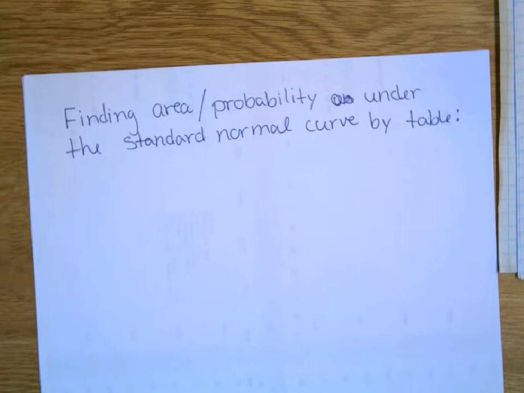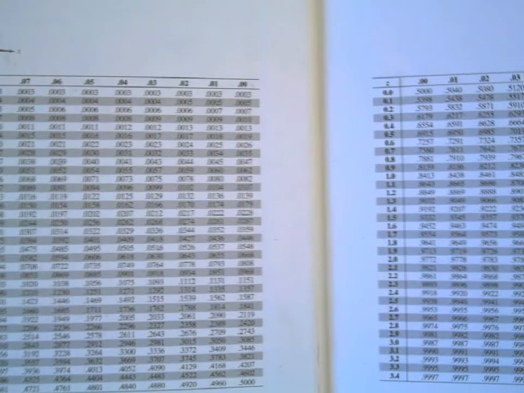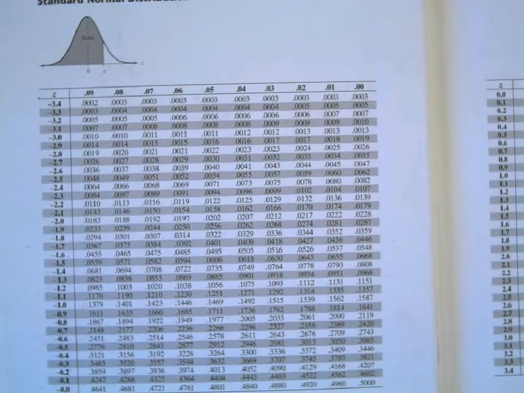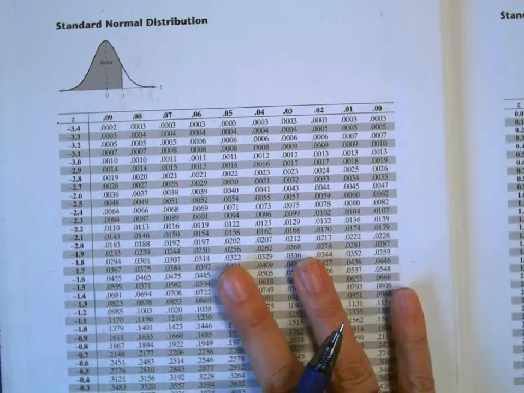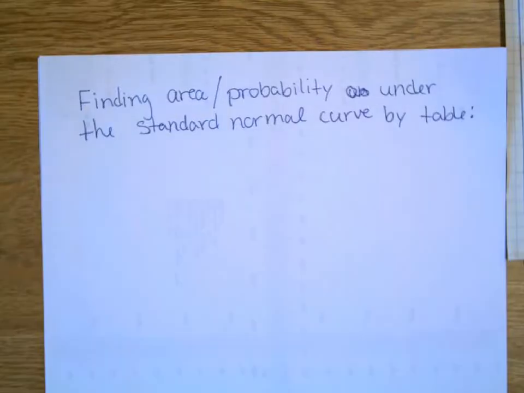Okay, your standard normal table is in two places in your book. It's on the front cover. If you look inside the front cover, you'll see this table here. It's on the cover and then it's two pages. So you need your book out to read this.